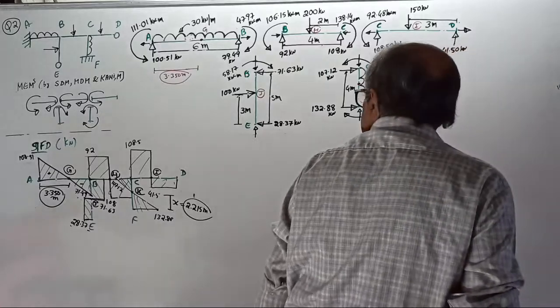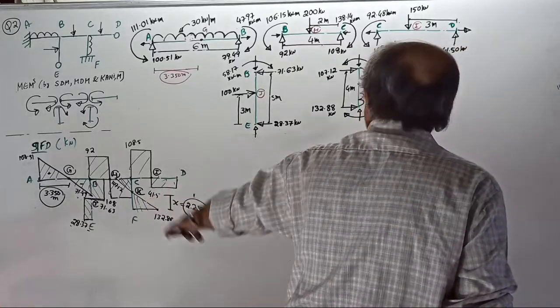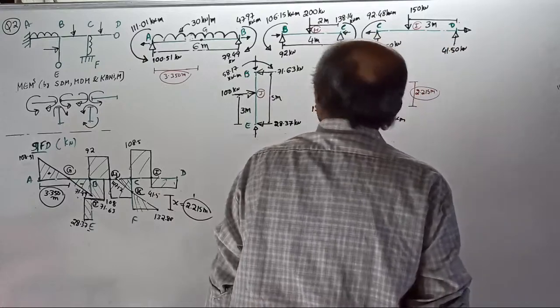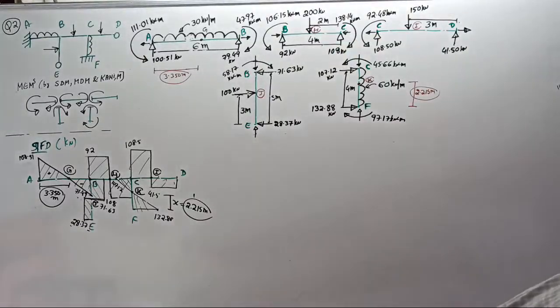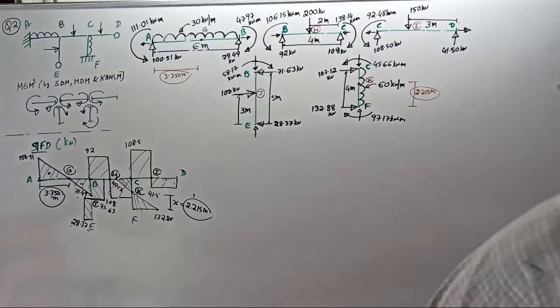3.35. Yes, correct. I wrote correct. 3.35. Correct. What is wrong? 3.35. Correct. Fully clear. Okay.